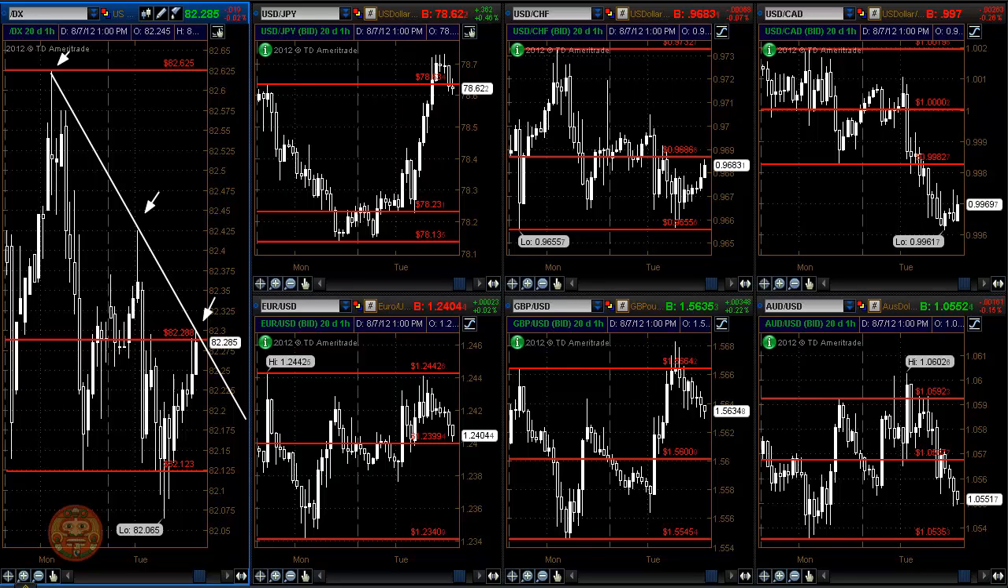So now the question is whether or not the dollar, after resetting back to this trend line, is going to continue to move lower. We'll talk about that when we go look at the daily charts in the premium video.